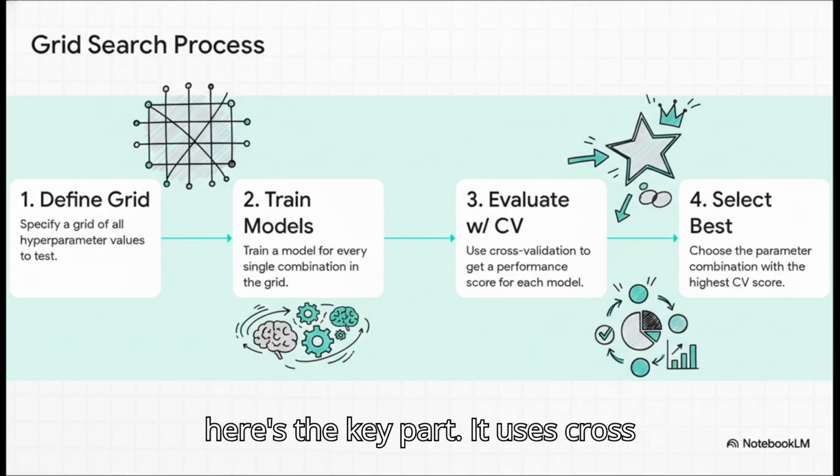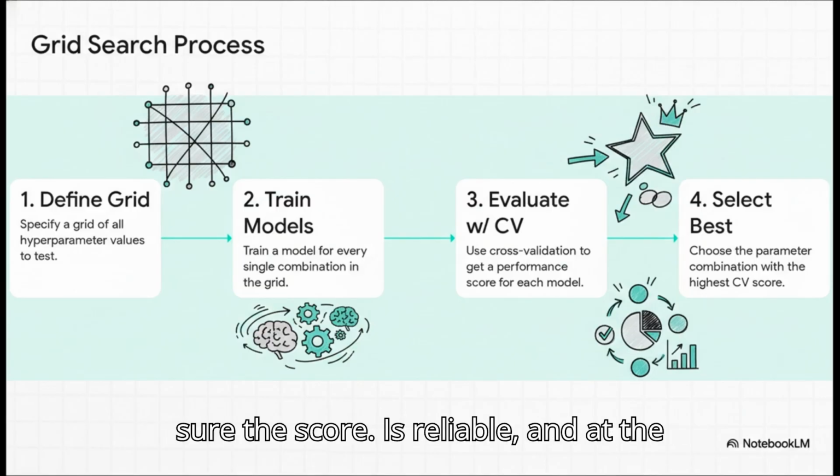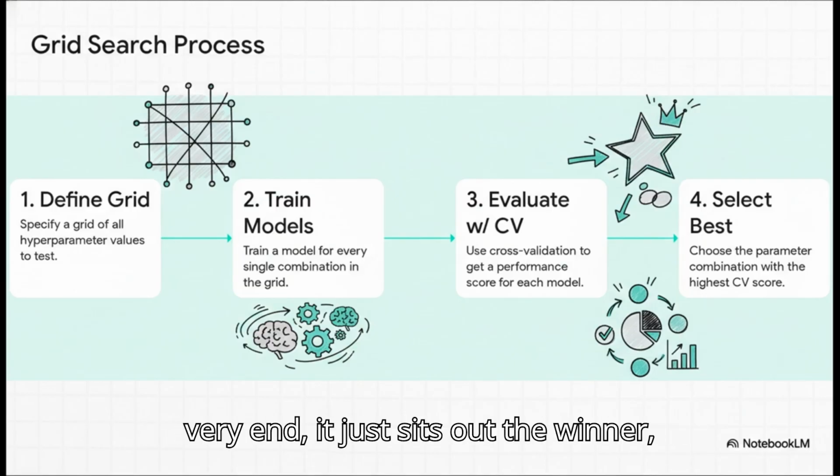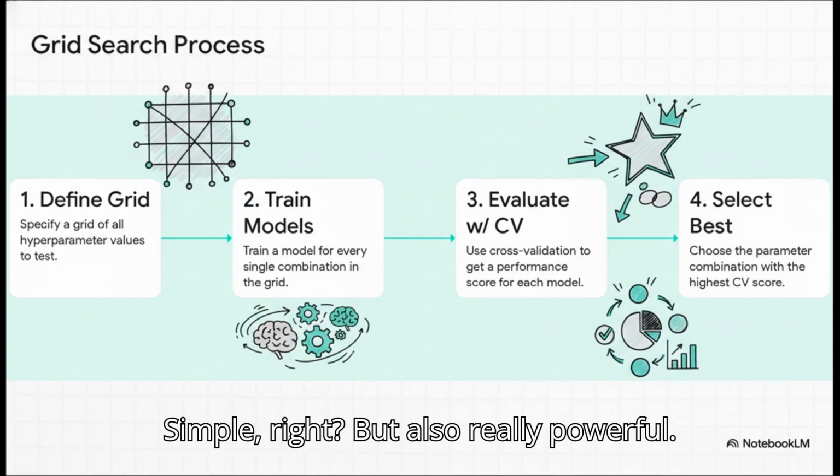Now, here's the key part. It uses cross-validation to evaluate each model to make sure the score is reliable. And at the very end, it just spits out the winner, the combination with the highest score. Simple, right? But also really powerful.